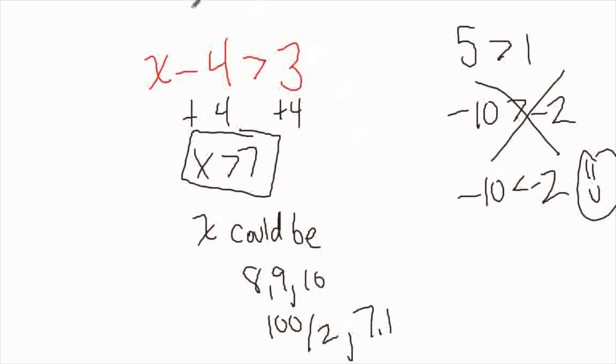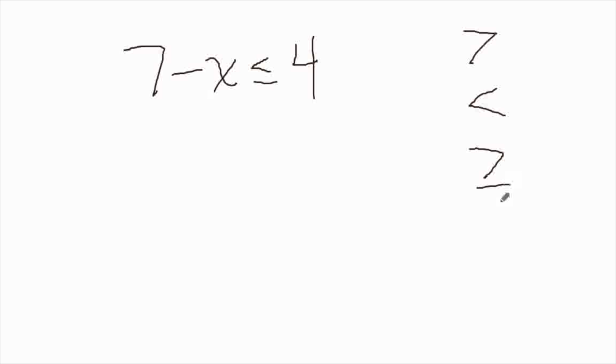Now let's do one using this that has this negative trap. So what if I had 7 minus x is less than or equal to 4? Remember, if it's this way, that's greater than. This way is less than, and then you can have greater than or equal and less than or equal.